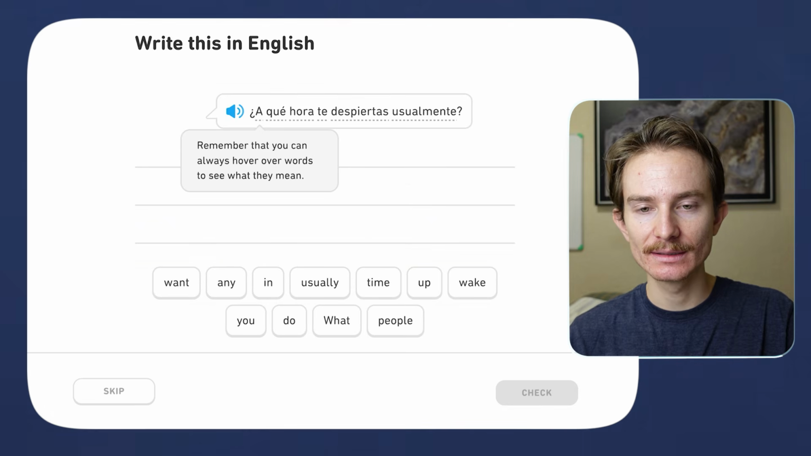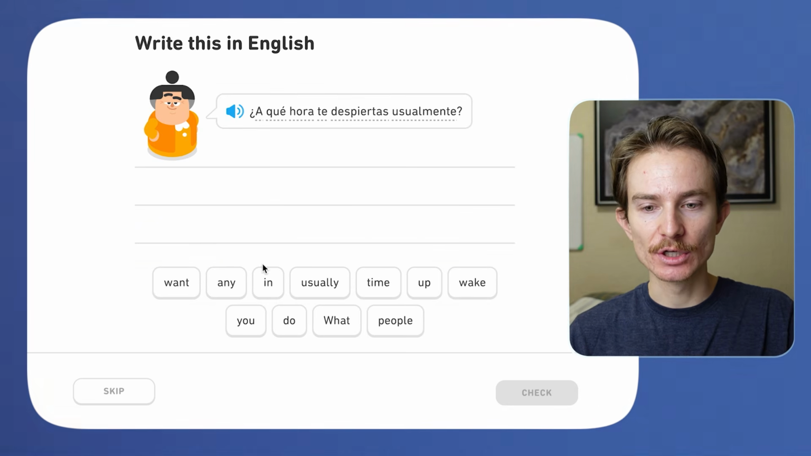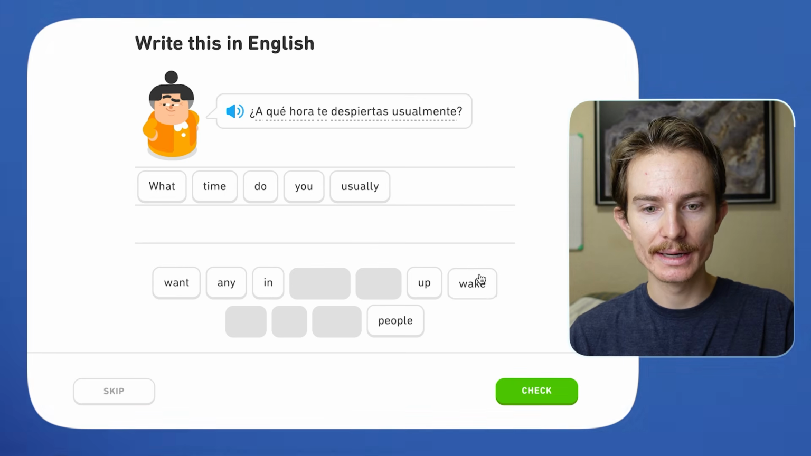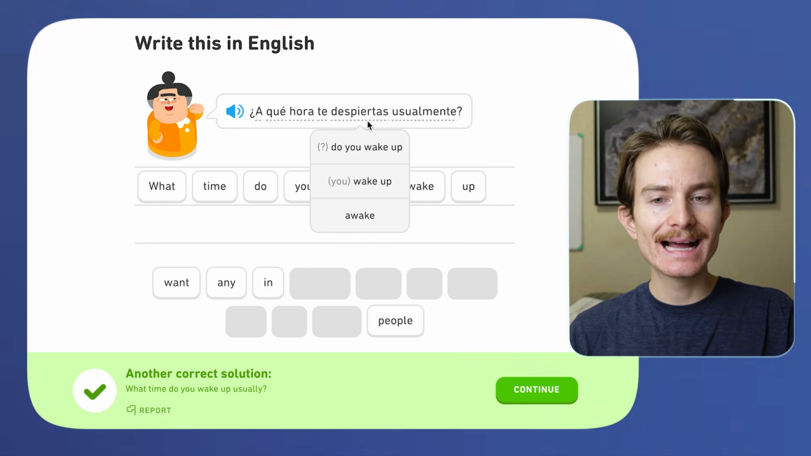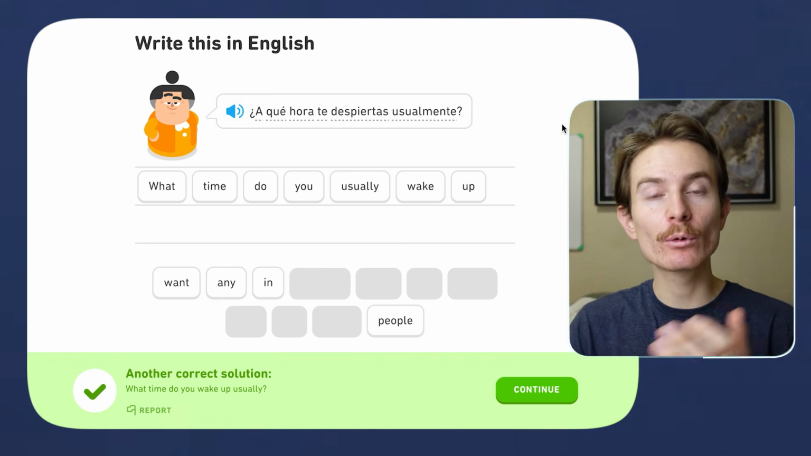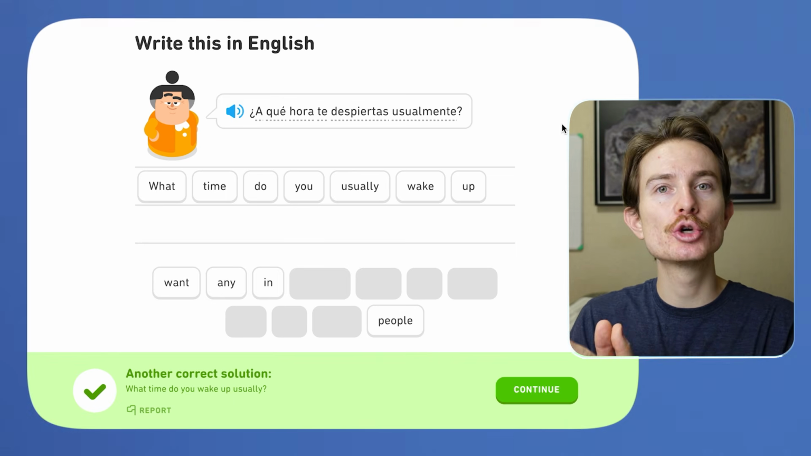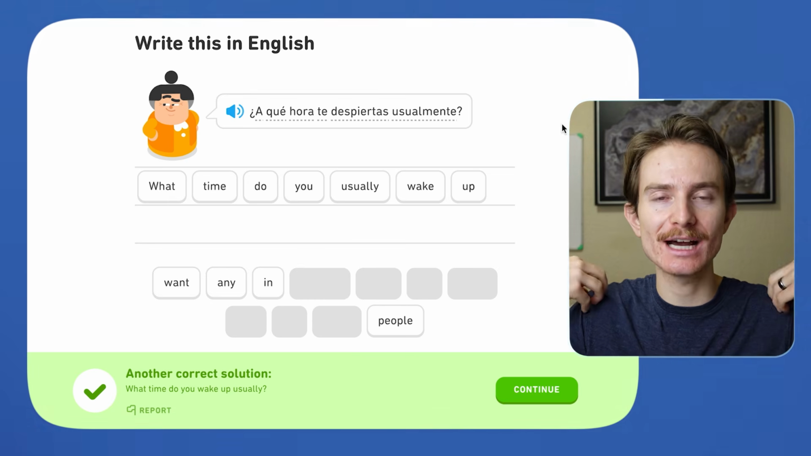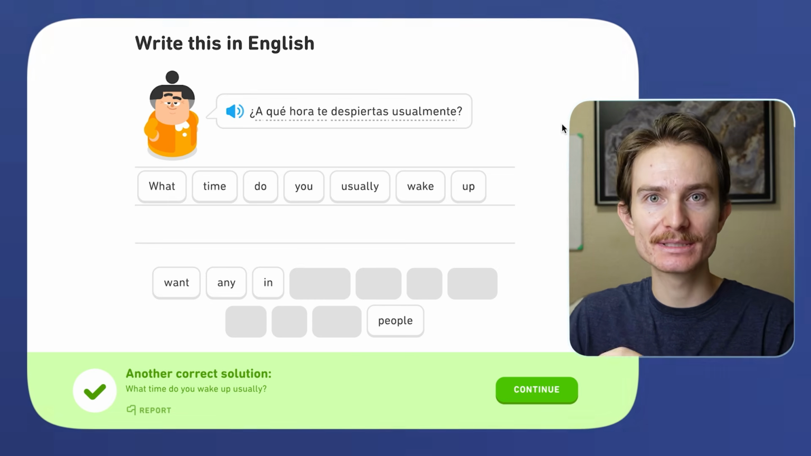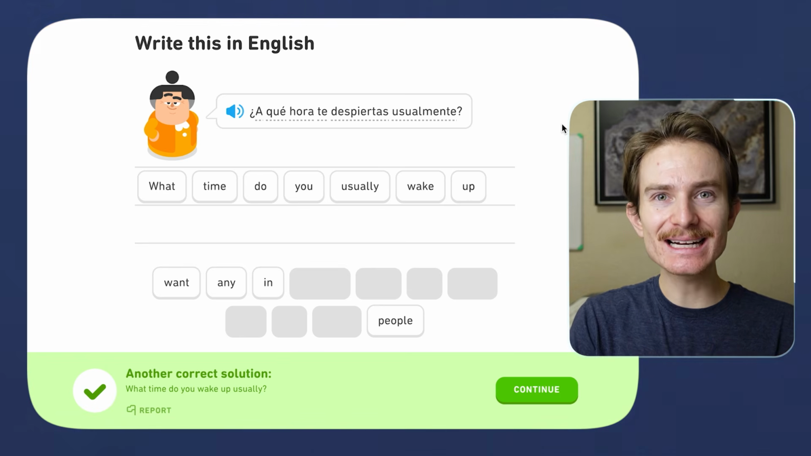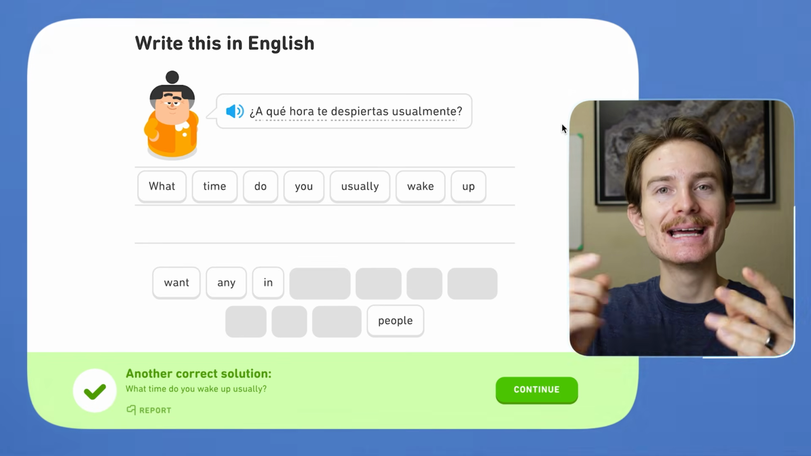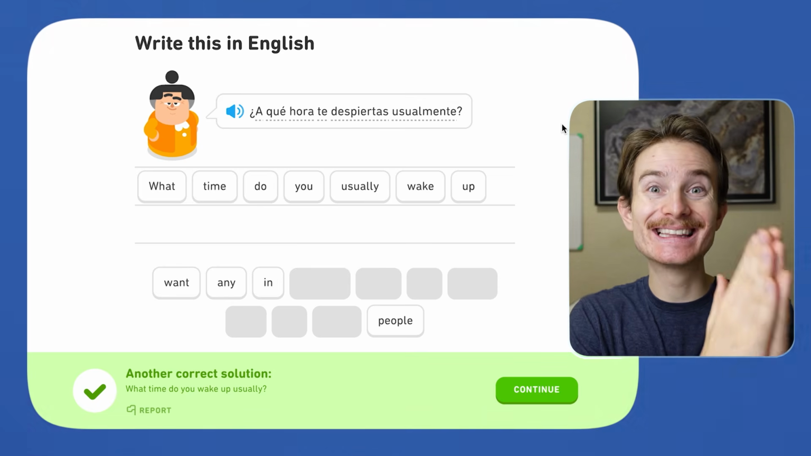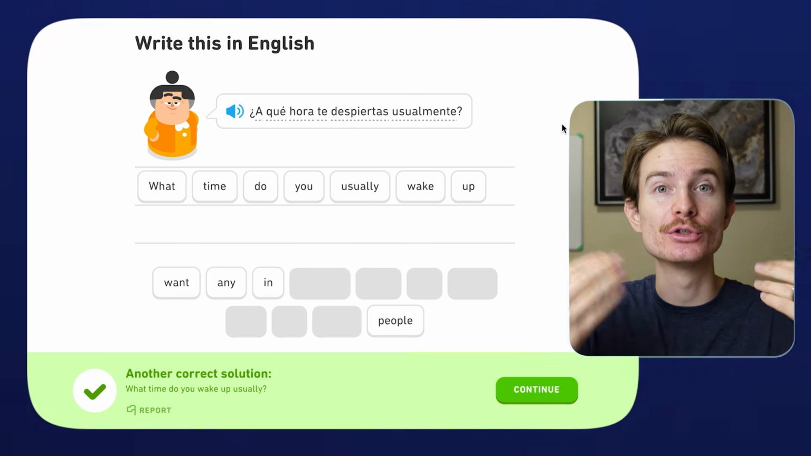¿A qué hora te despiertas usualmente? Okay, awesome. So what time do you typically wake up? What time do you usually wake up? So here, te despiertas is coming from the reflexive verb despertarse, meaning to wake up. Remember that in Spanish, a reflexive verb is something that you do to yourself or that someone or something does to themselves. So in the case of despertarse, if I was to just say despertar, it might sound like I'm doing the waking up to someone else. However, in this case, when I say te despiertas, it means you do that to yourself.